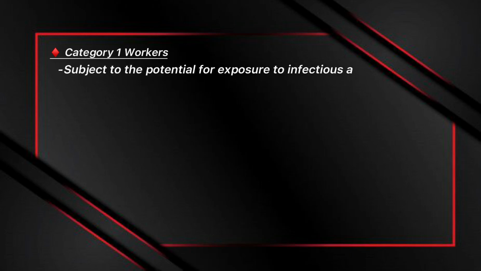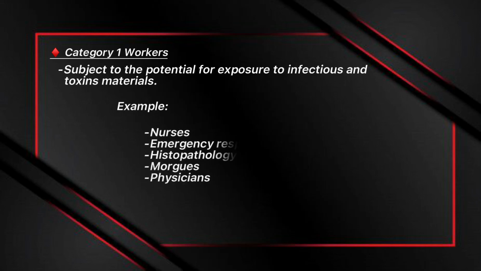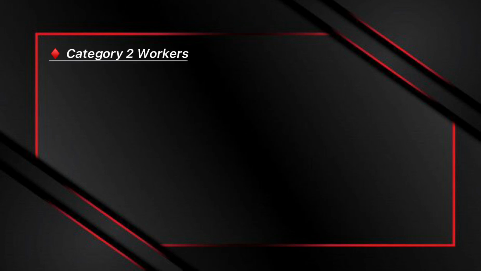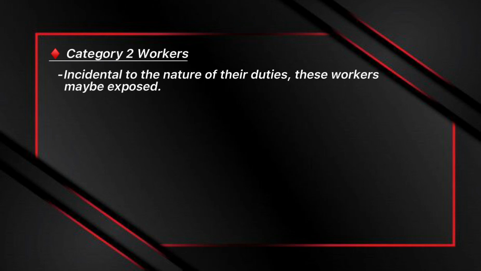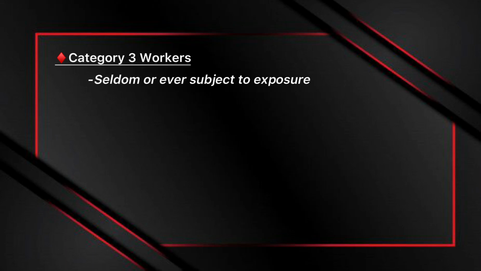Category 1 workers: subject to the potential for exposure to infectious agents, toxins, and materials. Example. Category 2 workers: incidental to the nature of their duties, these workers may be exposed. Example. Category 3 workers: seldom or never subject to exposure. Example.